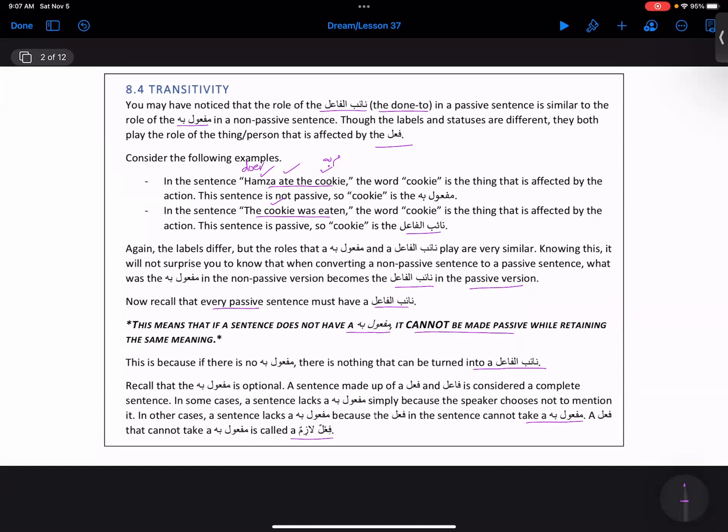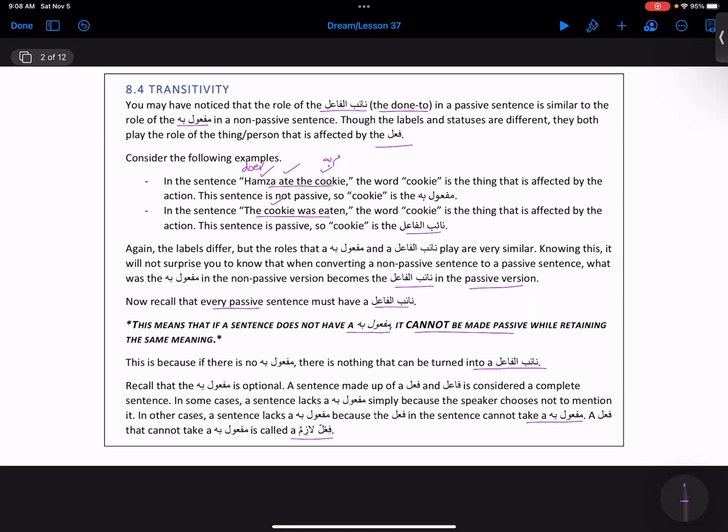So this means that if a sentence does not have a maf'ulun bihi, now this is very important, if a sentence does not have a maf'ulun bihi, it cannot be made passive while retaining the same meaning. So we can convert the sentence into passive only when this sentence has a maf'ulun bihi. Otherwise, we can't do that. So that's why not every verb would be able to turn into a passive sentence. Is that clear to everyone?